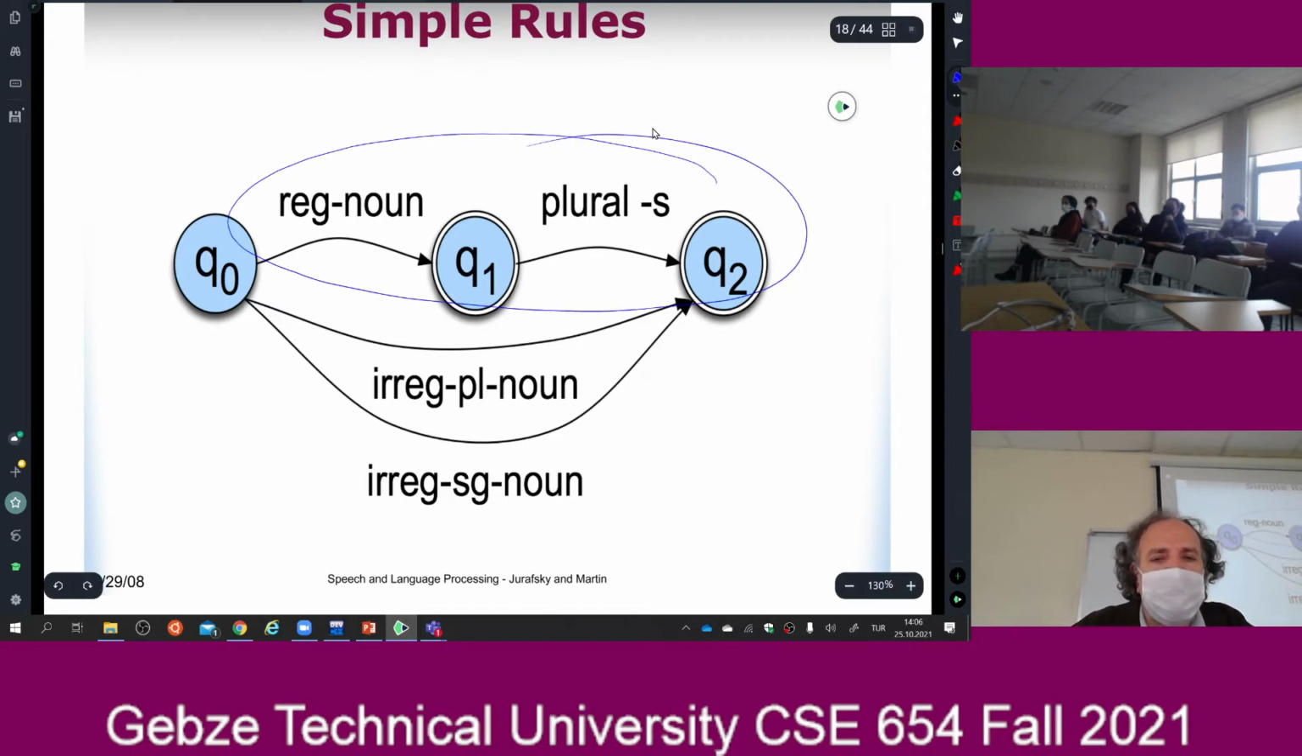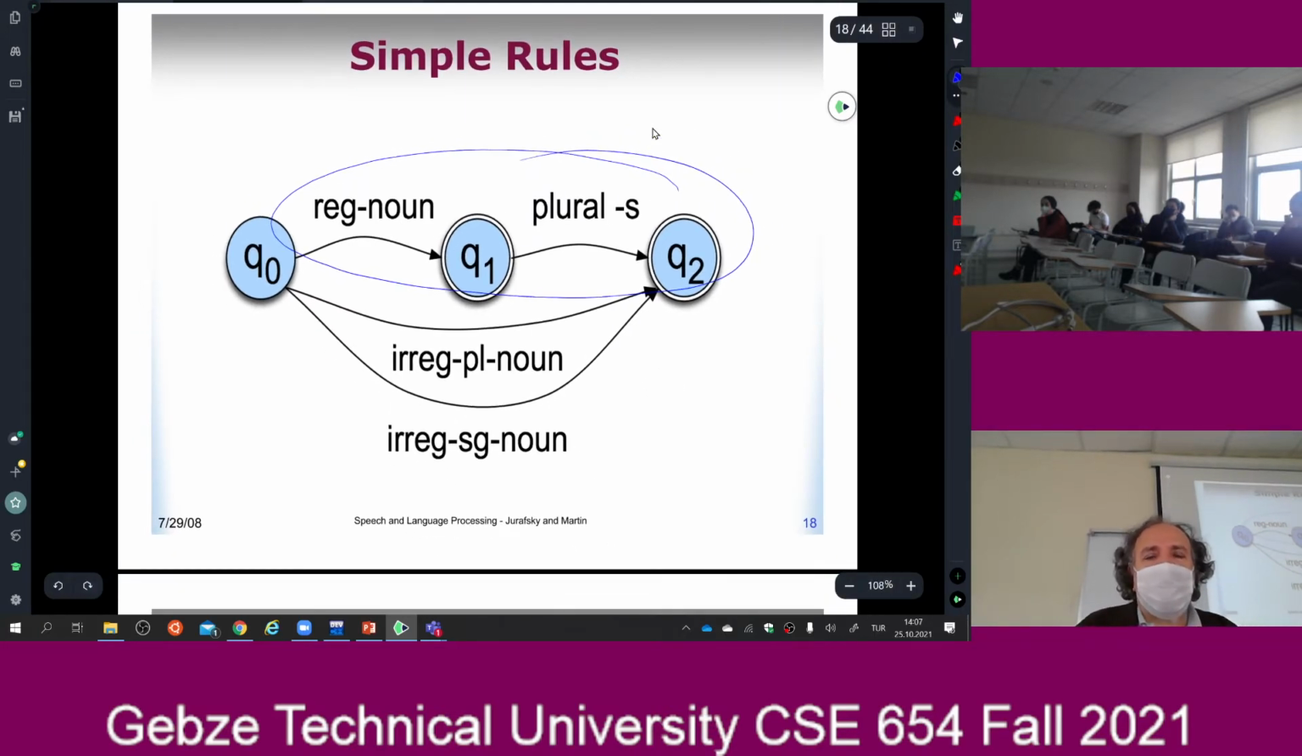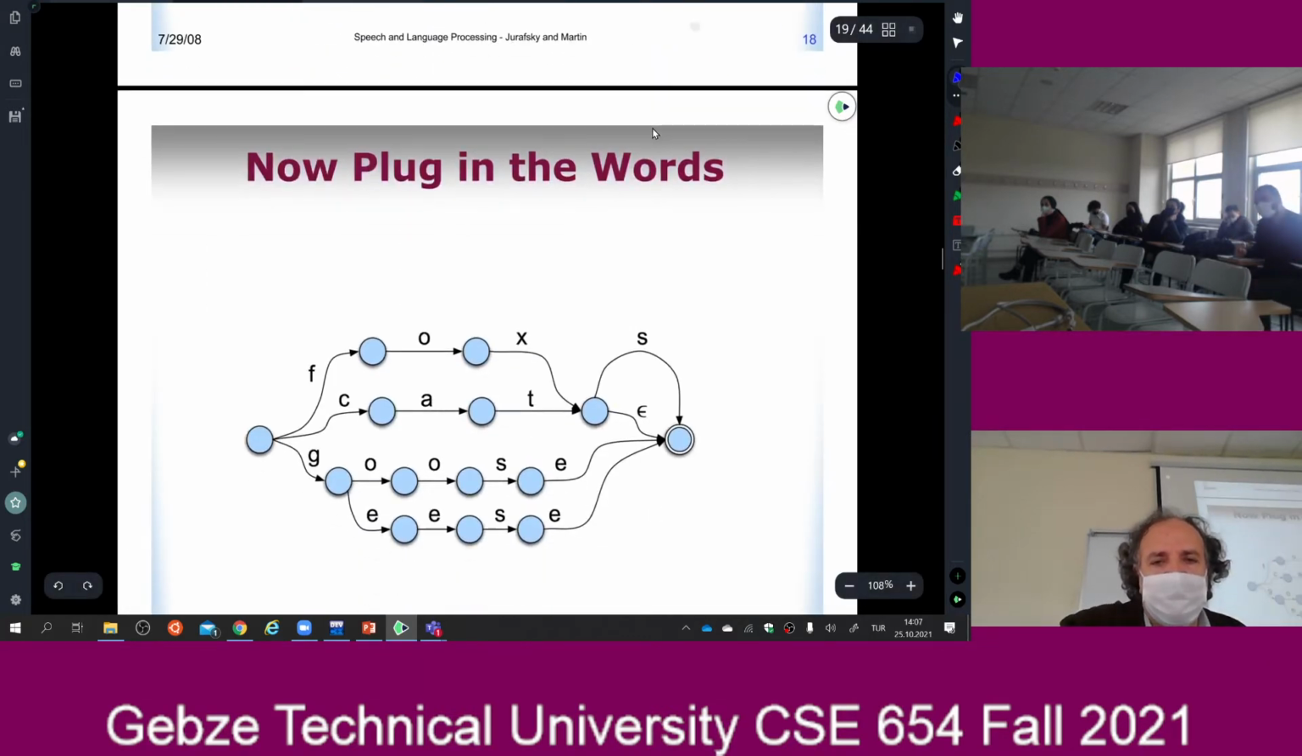For the irregulars, I have these. Irregular plural nouns and irregular singular nouns. Okay. For example, mice will go through here. Mouse will go through there. So the number of arcs for the irregular plurals and maybe singulars is too high. I cannot put them here, but that's how the finite state automata for the plurality works. These are some simple rules.